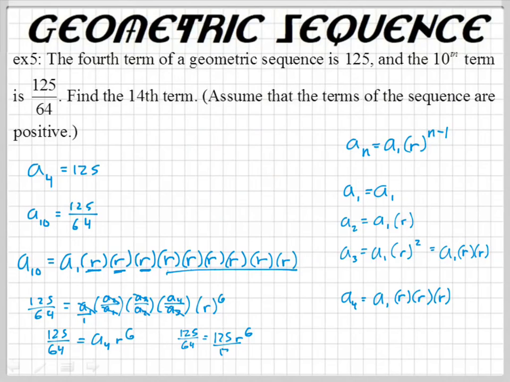We got to divide by 125, and so that's gone. And dividing by 125 is the same as multiplying by 1 over 125. These would cancel out, so I'm left with 1 over 64 equals r to the 6th power. Do you guys know what you would raise to the 6th power to get 1 over 64? What did you get? 1 over 25? I got 1 over 25 because multiplying by 1 over 25 is the same as dividing by 1 over 125.